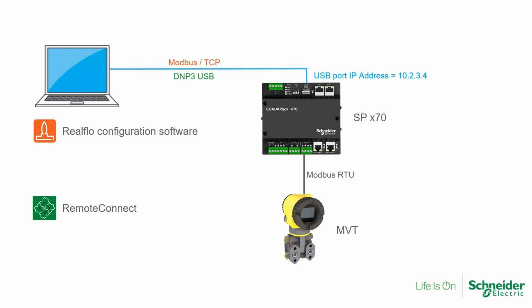I'll begin first by enabling the flow computer in the 470. You cannot communicate with Realflo until you first enable the flow computer using RemoteConnect. We'll do that first, as well as configuring the communication ports. I have already done a cold boot of my 470 to show what it's like to configure out of the box.